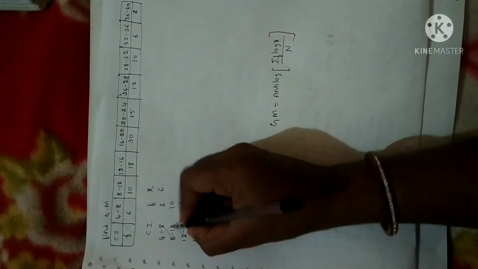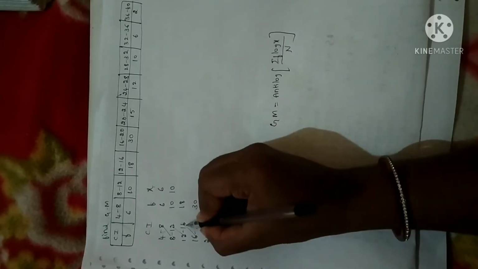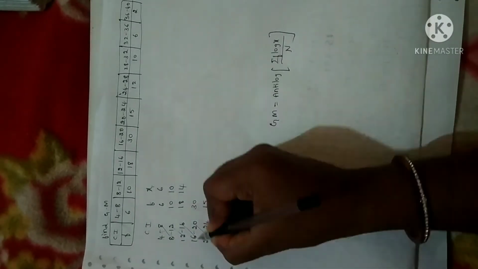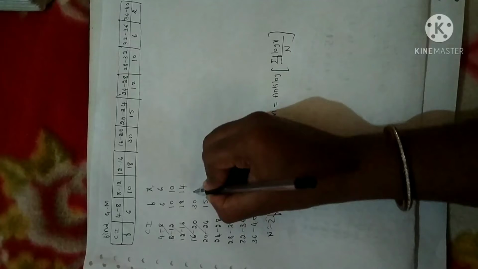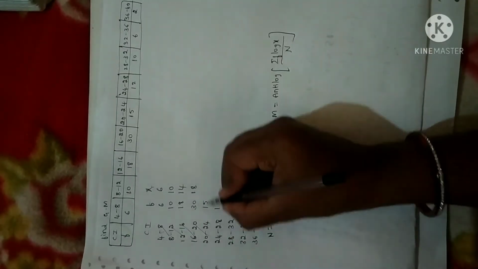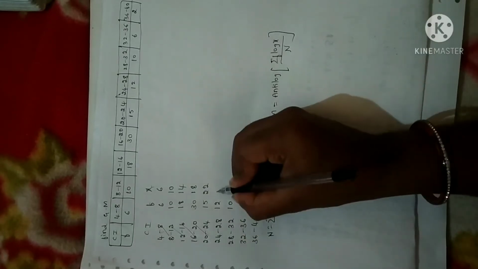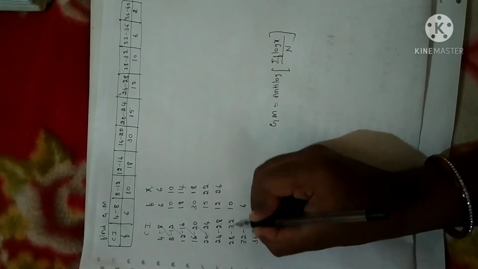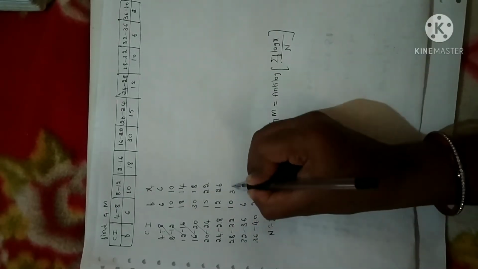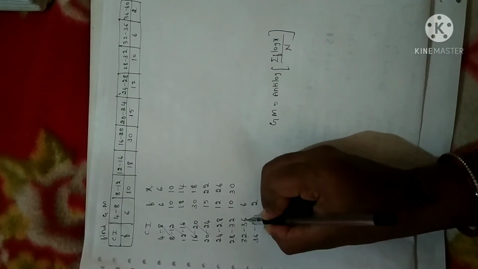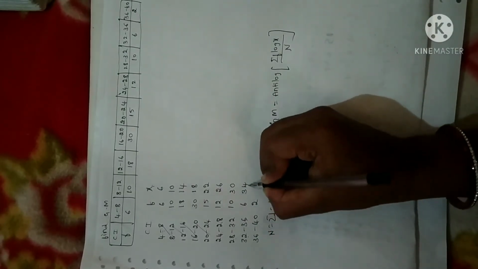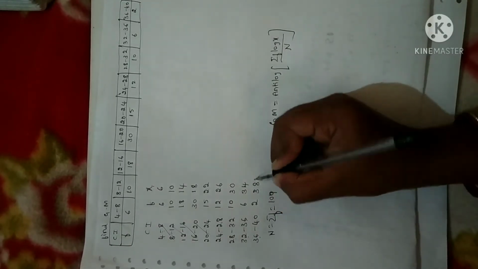Similarly 8 plus 12 divided by 2, 10. 12 plus 16 divided by 2, 14. 16 plus 20 divided by 2, 18. 20 plus 24 divided by 2, 22. 24 plus 28 divided by 2, 26. 28 plus 32 divided by 2, 30. 32 plus 36 divided by 2, 34. 36 plus 40 divided by 2 gives us 38. So I have obtained the values of x.